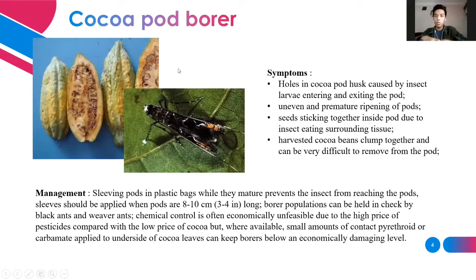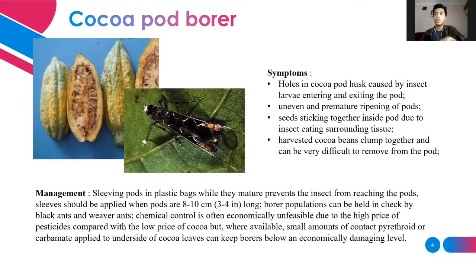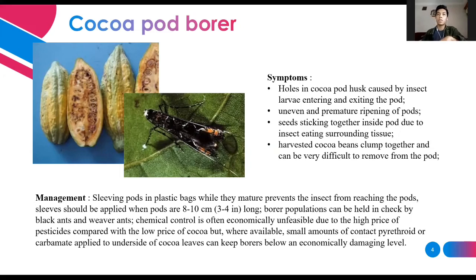And the second one is cocoa pod borer. Holes in cocoa pod caused by insect larvae entering and exiting the pod. Uneven and premature ripening of pods, seeds sticking together inside pod due to insect eating surrounding tissue. Harvested cocoa beans clump together and can be very difficult to remove from the pod. Adult insect is a small brown moth. Larvae are cream in color and approximately 1 centimeter or 0.4 inch long. Larvae change color to green when they emerge from the pod to pupate.